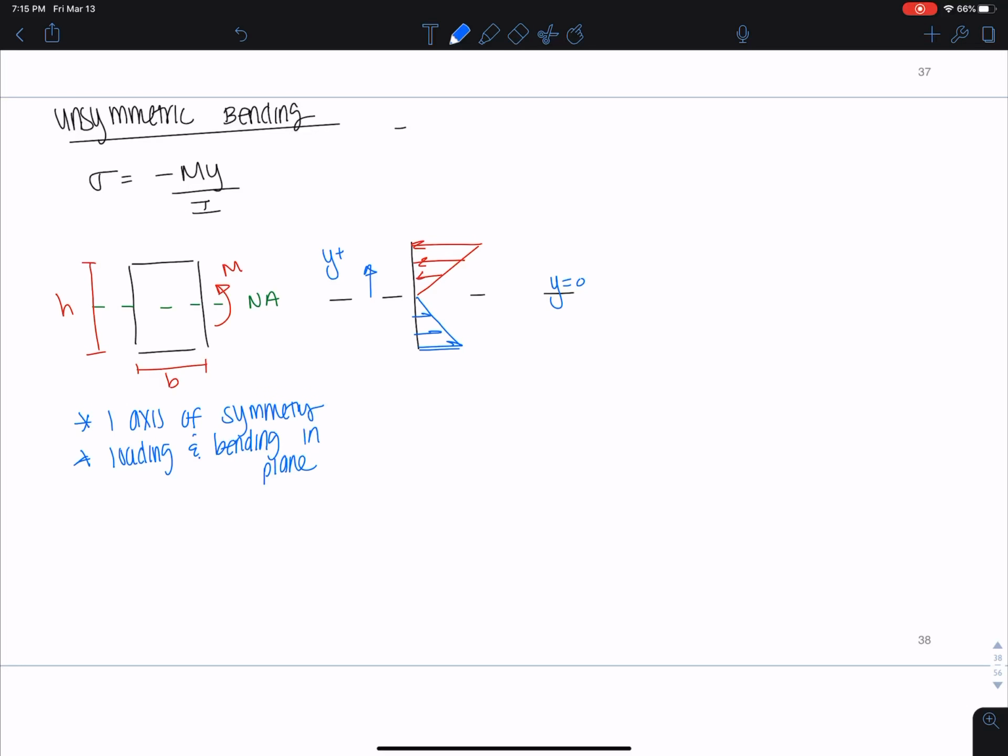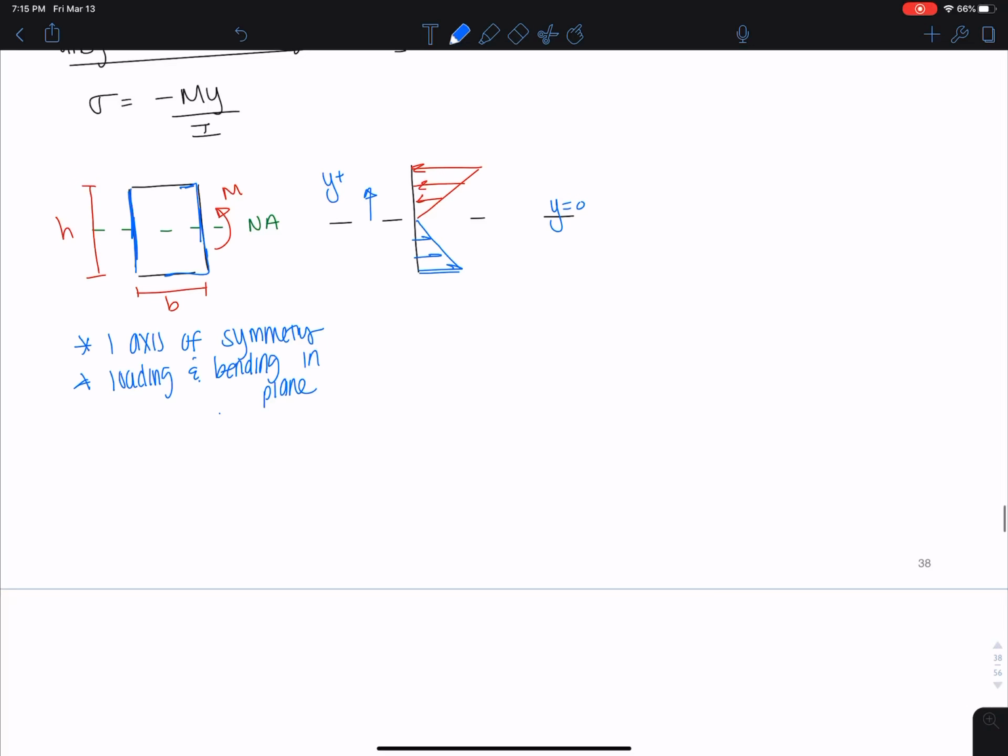What if my cross section is not symmetric like this? What if when I fold it over, it's not the same shape? Okay, so what happens when I have an asymmetrical cross section? Can I still solve for sigma? And the answer is yes. Okay, also what if I have out of plane bending?